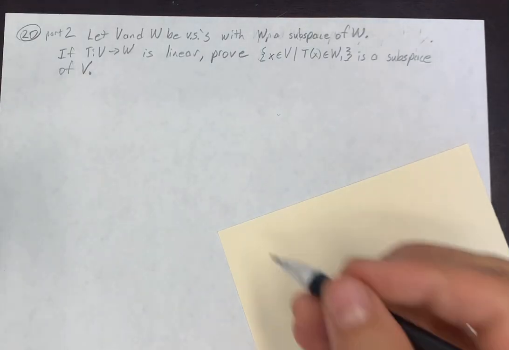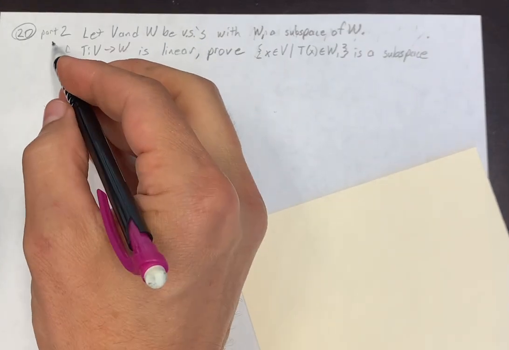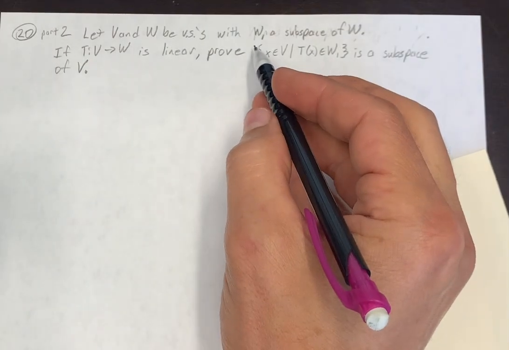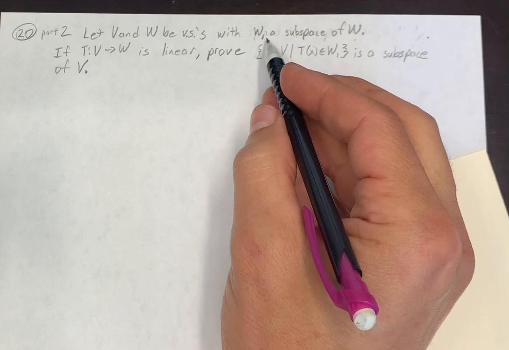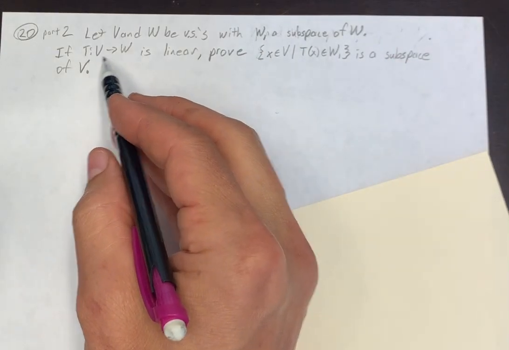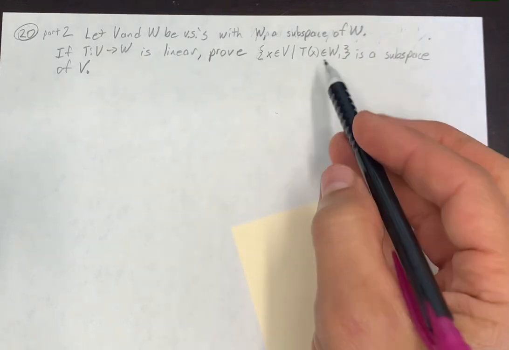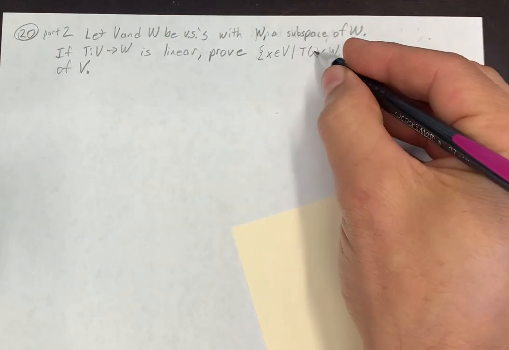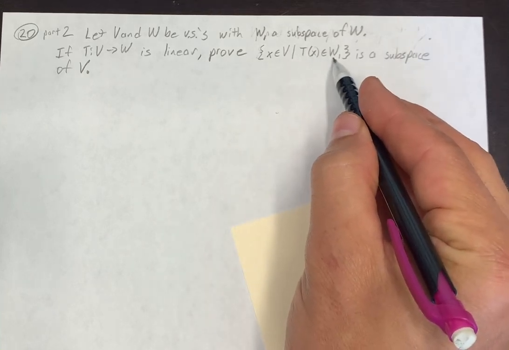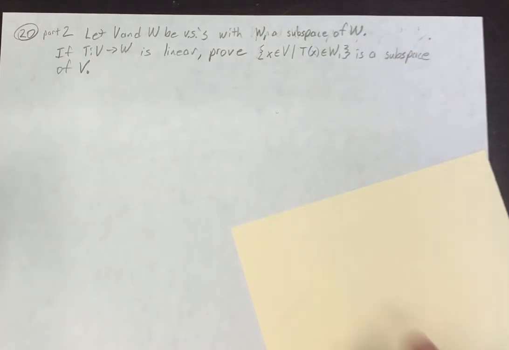Here's another proof that I'd like to give you an example of. This is the second part of number 20. Let V and W be vector spaces with W1 a subspace of W. If T is a linear transformation from V to W, prove that the pre-image, all of the things in V such that T of X are in this subspace, is a subspace of V.